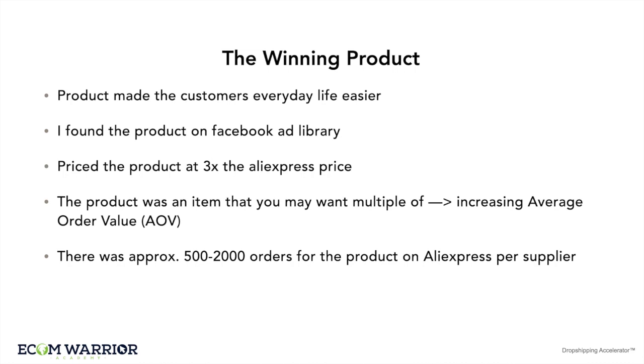Generally, if there's 5,000 orders for multiple different suppliers, let's say 6, 7, 8, 9, 10 suppliers on AliExpress that have over 5,000 orders, then I'll probably say that product is a bit saturated. But on AliExpress, for each supplier, there was between 500 to 2,000 orders, and so that was another reason as to why I did select this product.